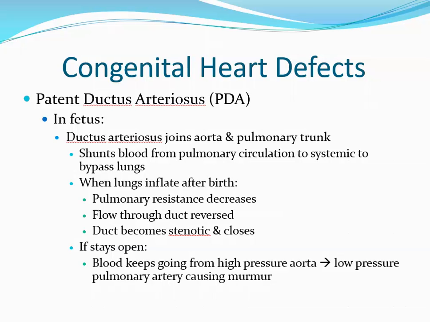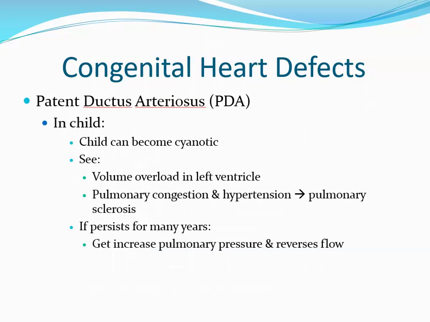If it stays open, blood will keep going from the high-pressure aorta into the lower-pressure pulmonary artery and cause a continuous murmur often heard during systole and diastole. What happens is that the child will become very quickly cyanotic. You can see volume overload in the left ventricle, pulmonary congestion and hypertension, again leading to pulmonary sclerosis. If this persists for many years, the increased pulmonary pressure can end up reversing the flow.